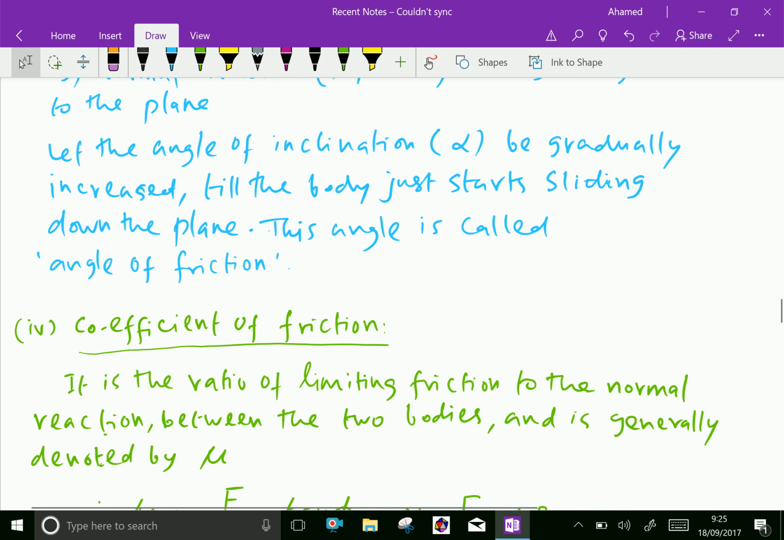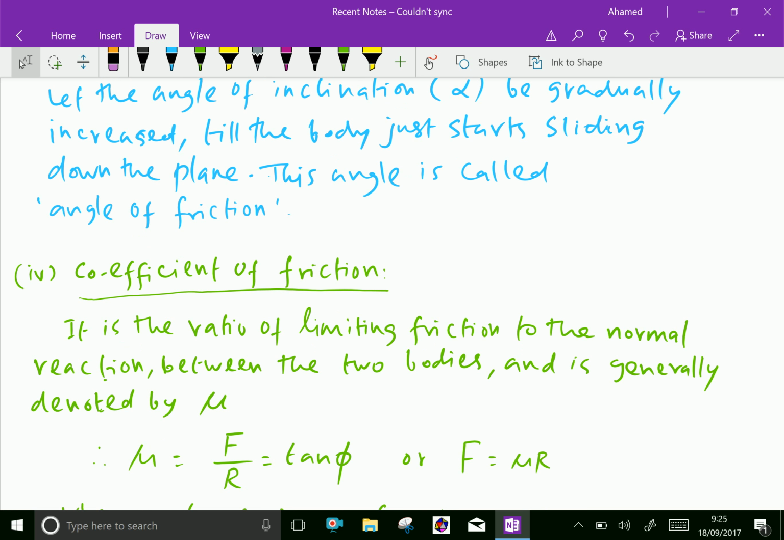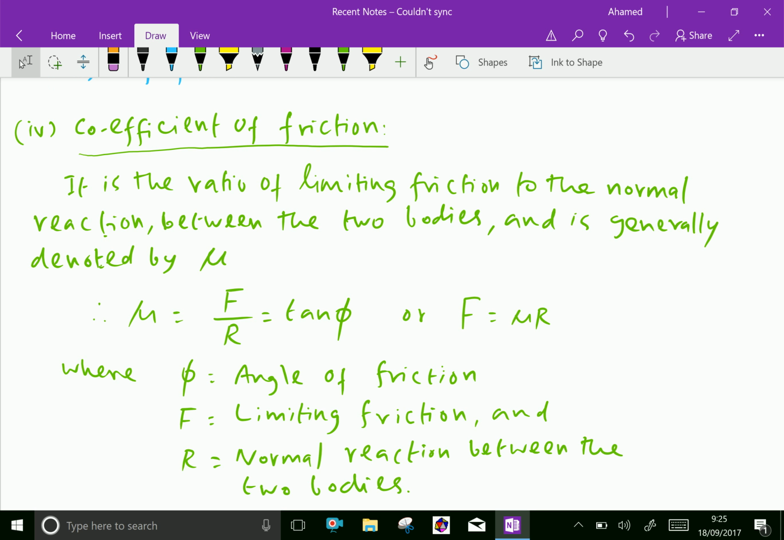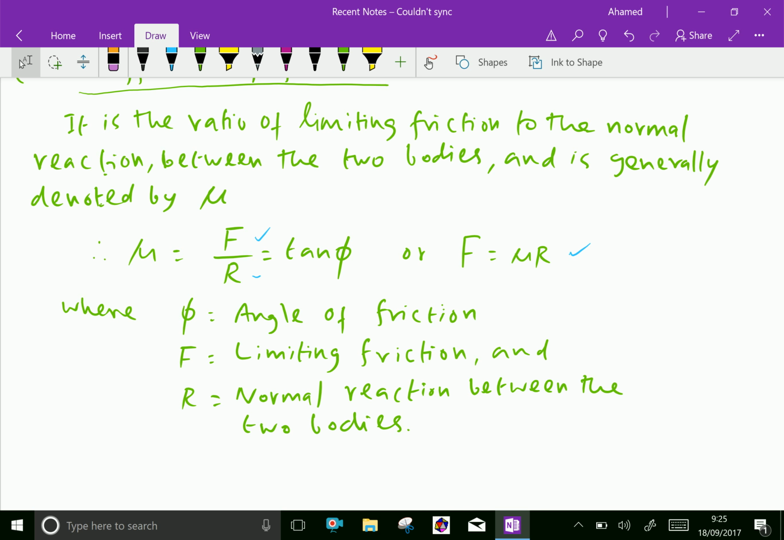Fourth one, coefficient of friction. It is the ratio of limiting friction to the normal reaction between the two bodies and is generally denoted by mu. Therefore, mu equals F over R, that is further equal to tan phi, or F equals mu R by cross multiplication, where phi equals the angle of friction, F equals limiting friction, and R equals the normal reaction between the two bodies.